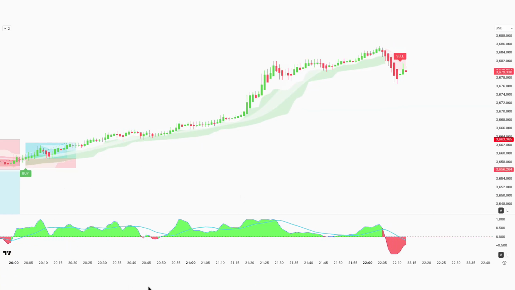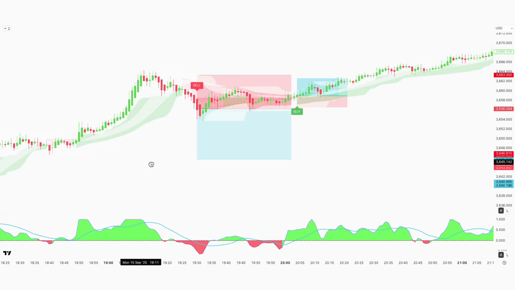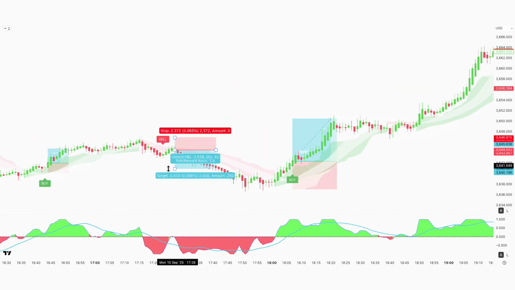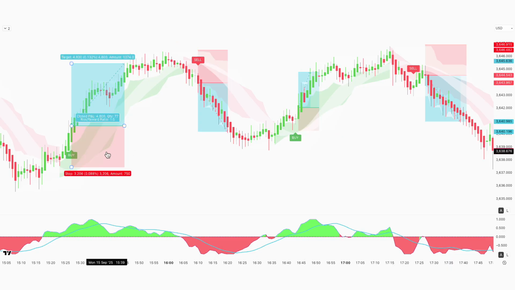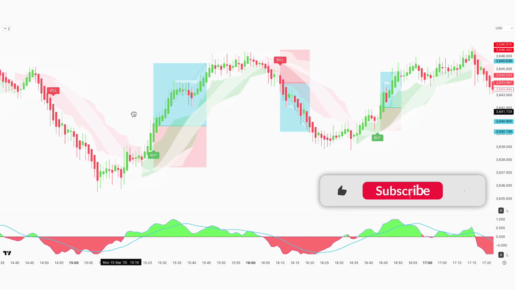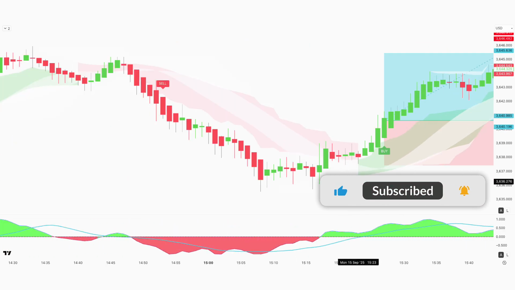In the next video shown on the screen, I'll be sharing an advanced confirmation setup with this indicator that further refines entries. If you want to improve accuracy and avoid random trades, be sure to watch that video.